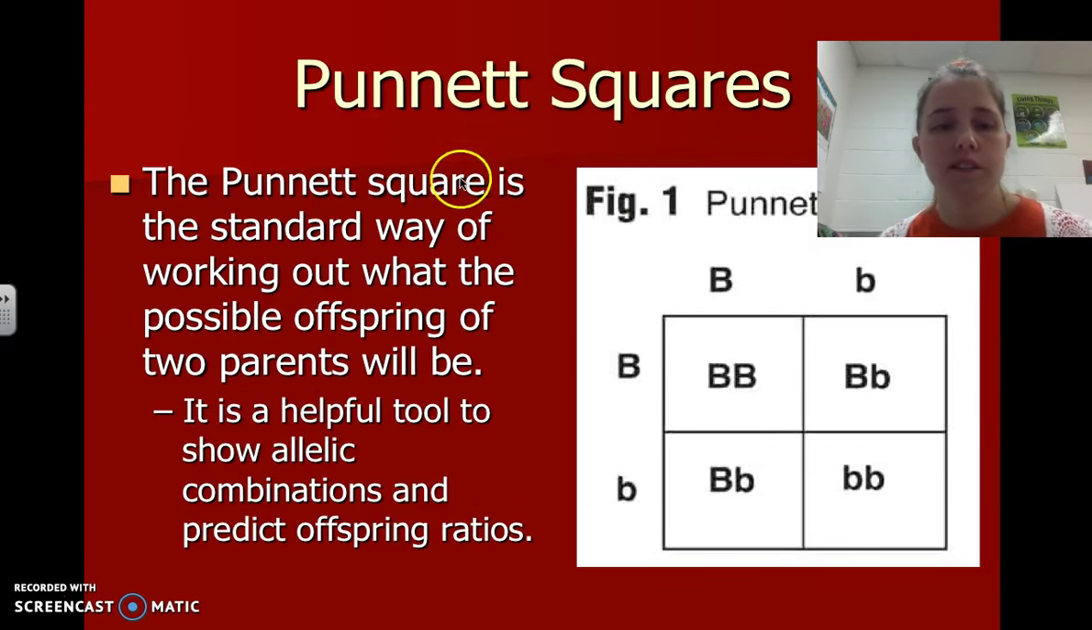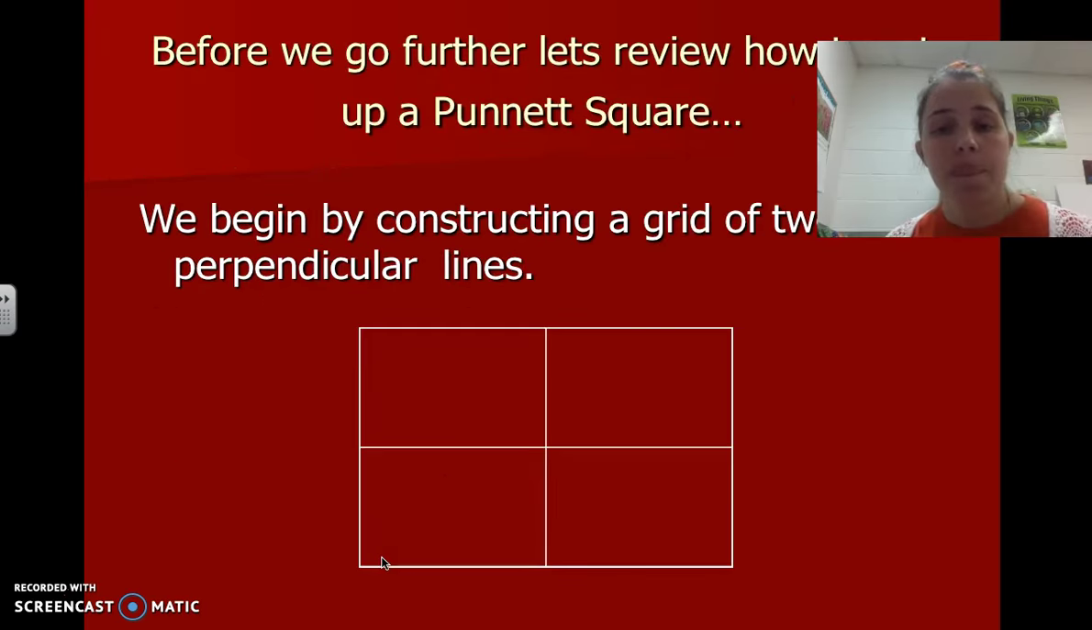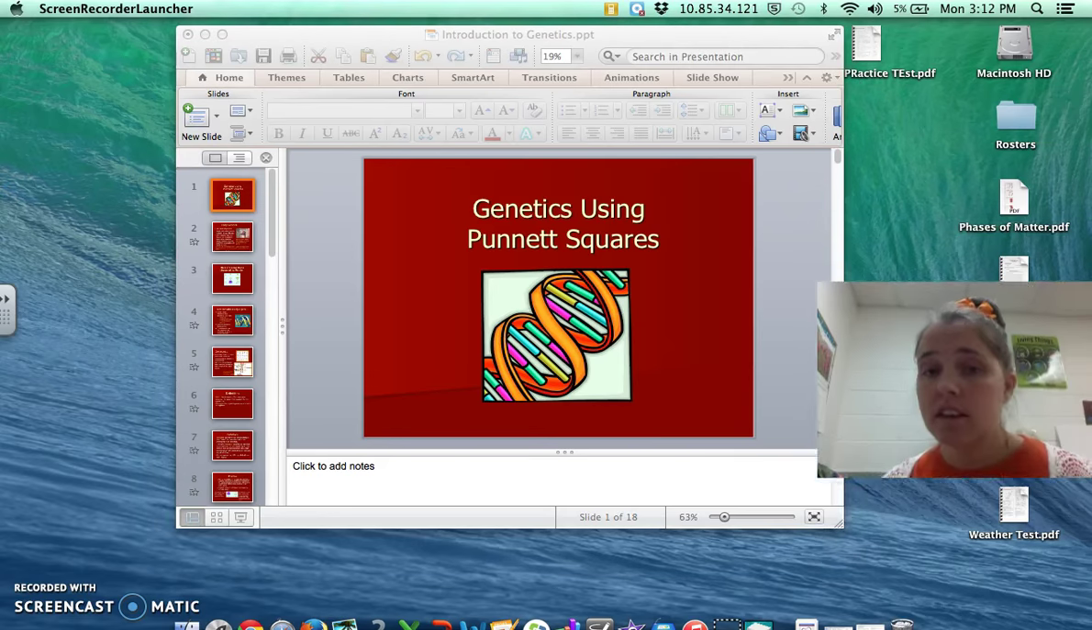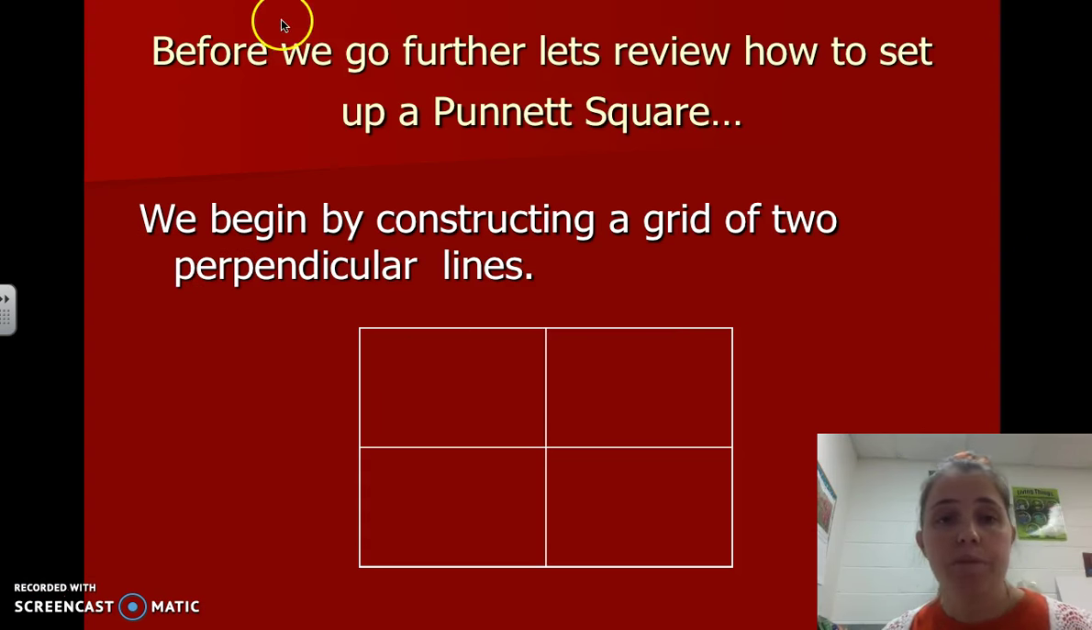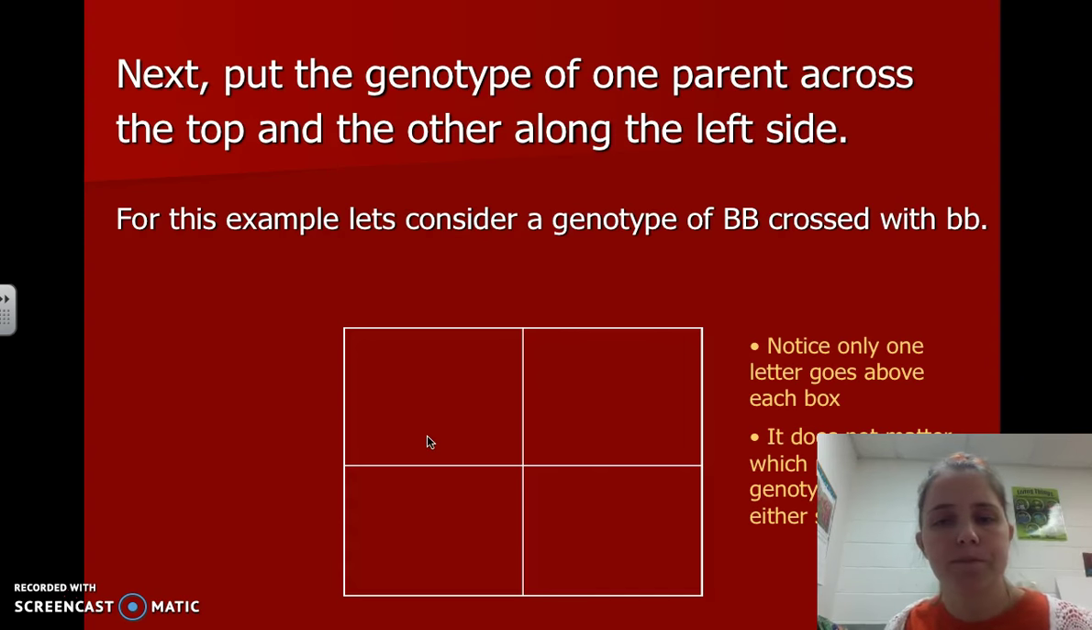So Punnett squares, this is the standard way of working out what it's possible for offspring of 2 parents to be. It is a helpful tool to show combinations and predict the ratios that offspring might take. So, okay, this is how we set up a Punnett square. We begin to construct a grid, and it should have 4 boxes. So 1, 2, 3, 4. And right now we're working on something called a monohybrid cross. That means it is a cross with 1 trait.